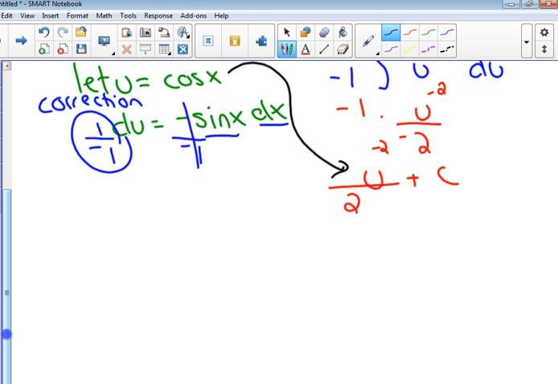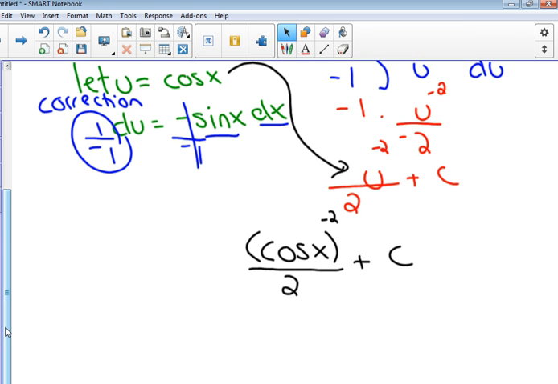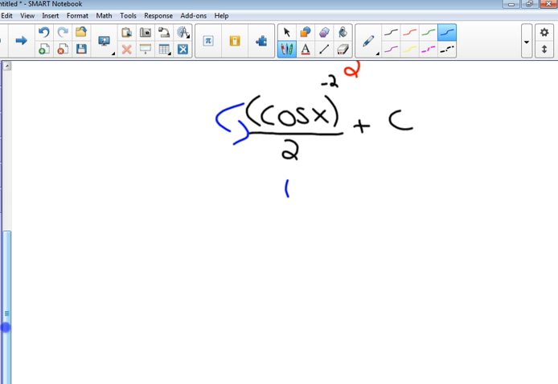Alright, so we plug cos back in. I'm going to leave it like this for a second and then have you guys think about what we can do next. Yeah, bring it down. Good. Yeah, good, Carolyn. Nice. Let's really clean this up. Okay, so we have 2 on the bottom, cos squared x.